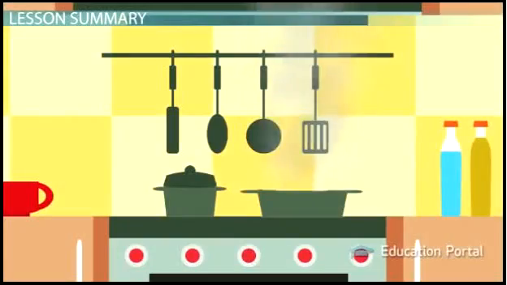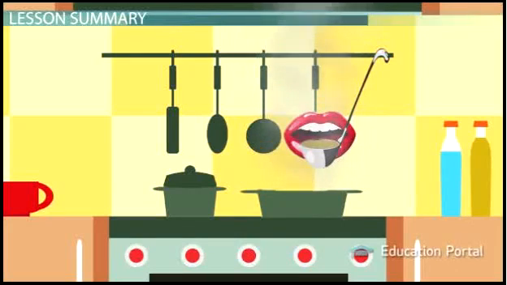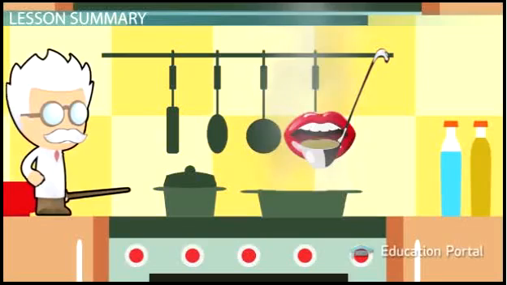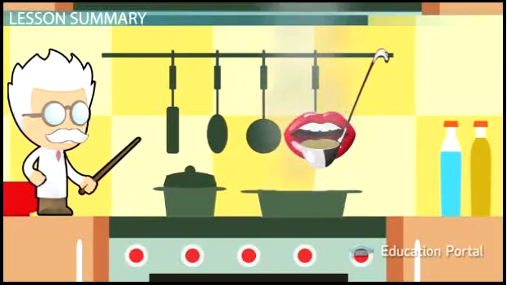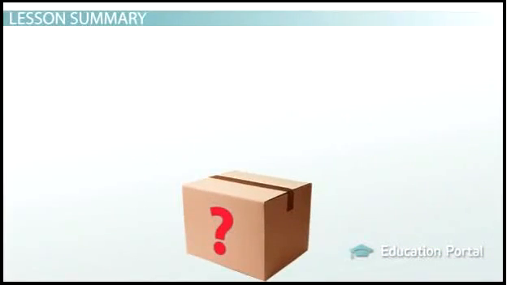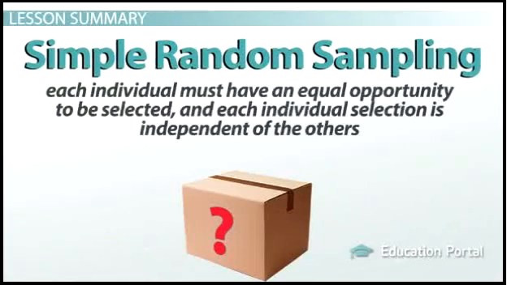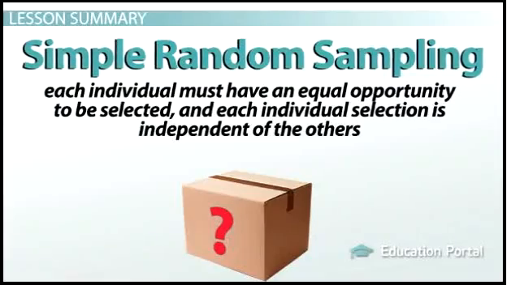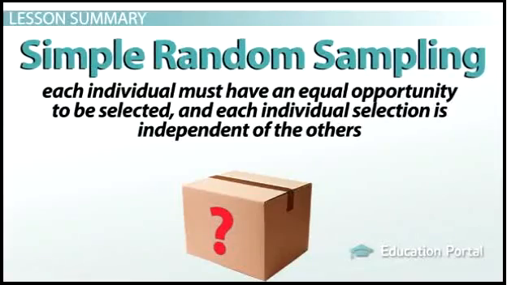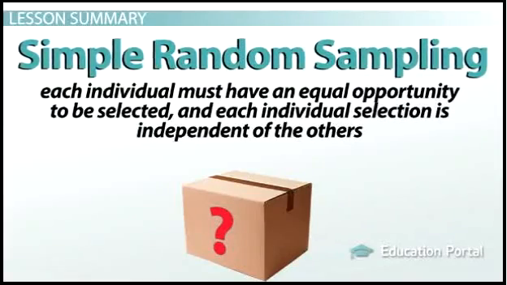Like any good chef knows, you only need a small spoonful to understand what an entire pot of soup tastes like. Scientists know this as well, and they use a variety of sampling techniques to make inferences about a population. In order for a sample to be representative of the population, it must be random. Simple random sampling takes this to heart, and in this technique, each individual must have an equal opportunity to be selected, and each individual selection is independent of the others.